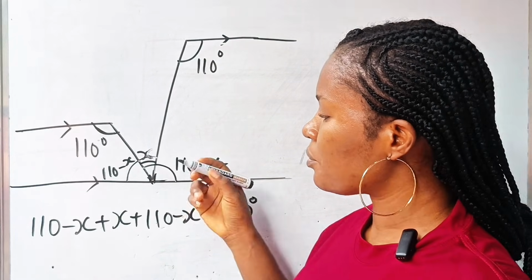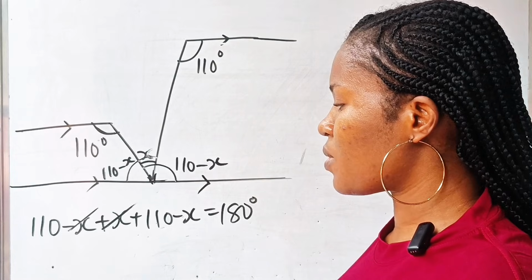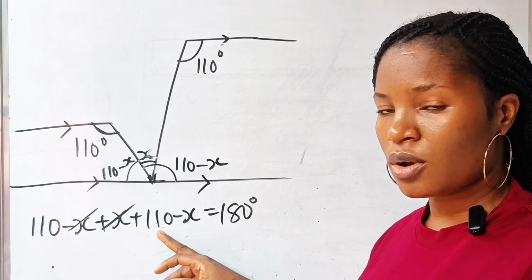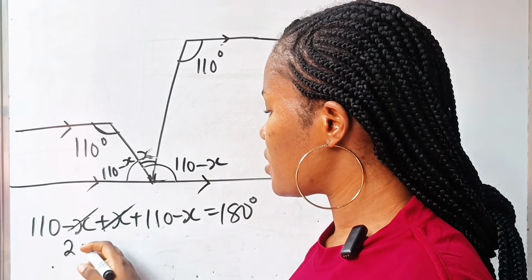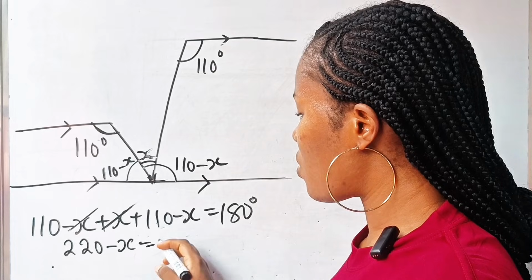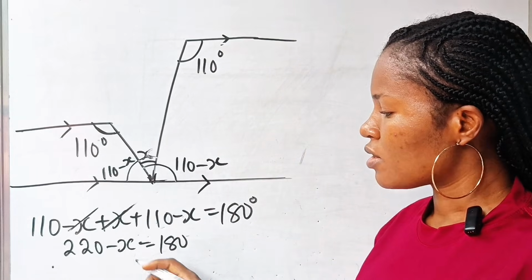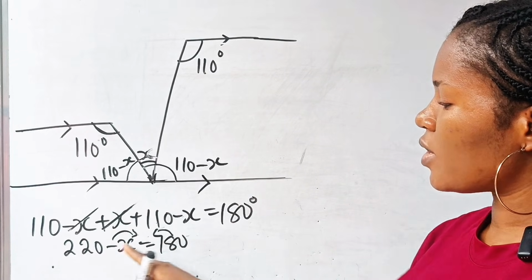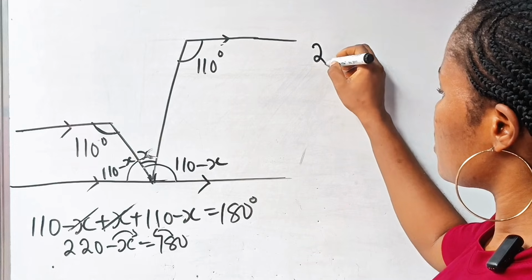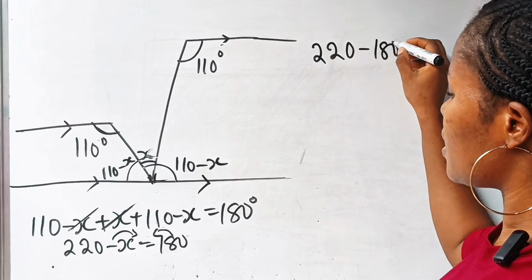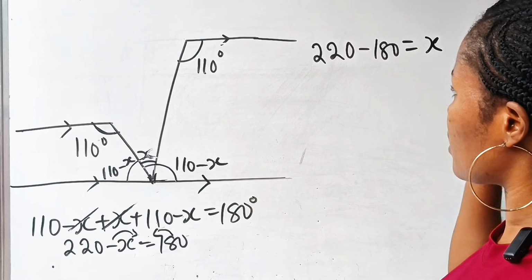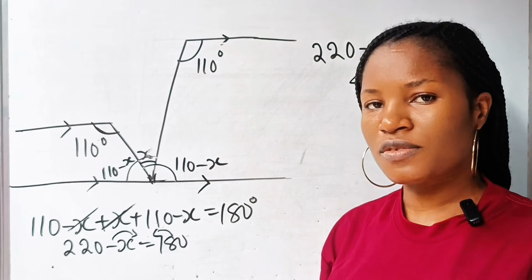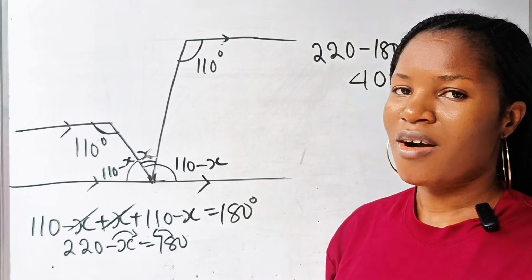So if we solve further, negative x plus x is what? 0. So now we have 110 plus 110, which is 220, minus x is equal to 180. So I can take this to this side and bring this to the other side. So if I do that, I will have 220 minus 180. 220 minus 180 is equal to this. We come here to become positive x. So 220 minus 180 is 40. So we have that x is equal to 40, just like we got using the other methods.